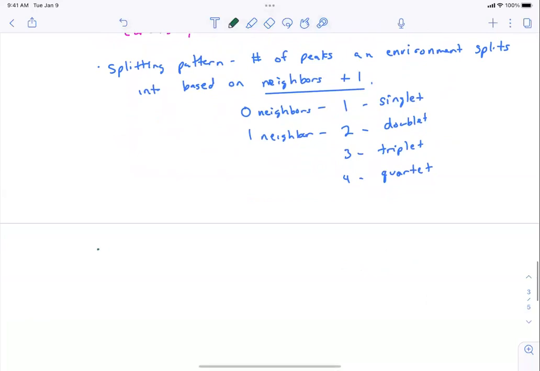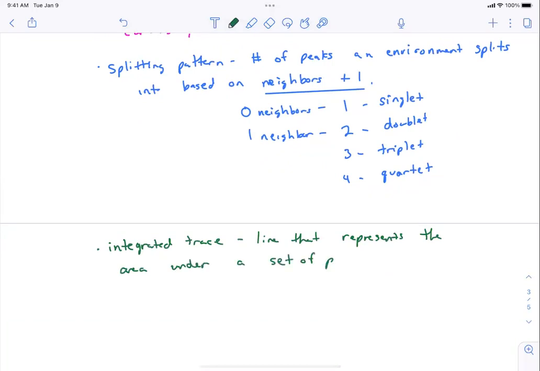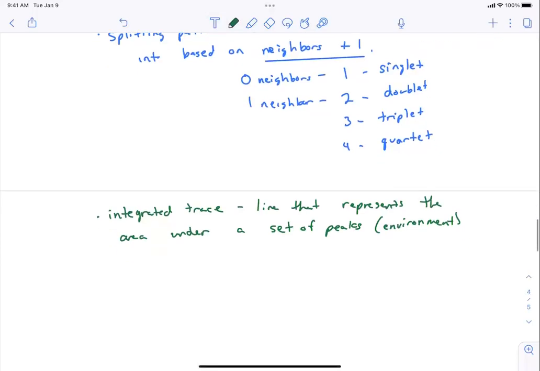Sorry. Okay. The integrated trace. It is a line that represents the area under a set of peaks, or an environment. It tells you the ratio of hydrogens in environments.